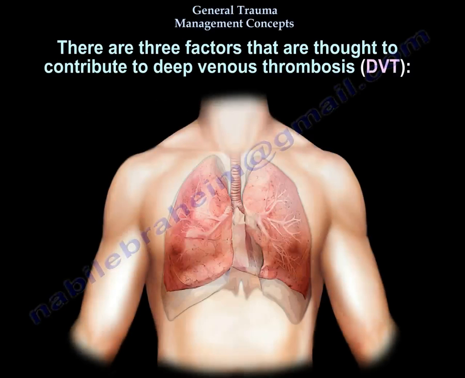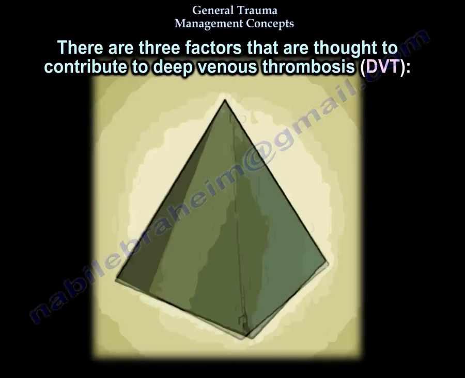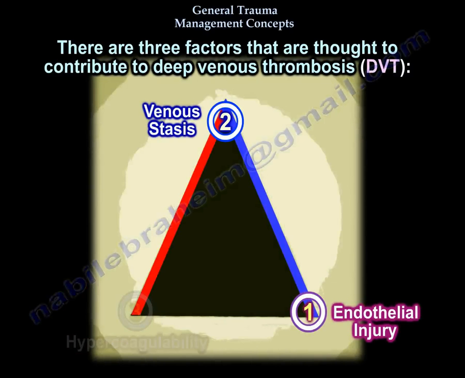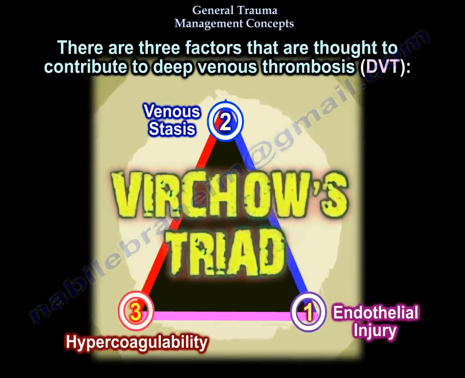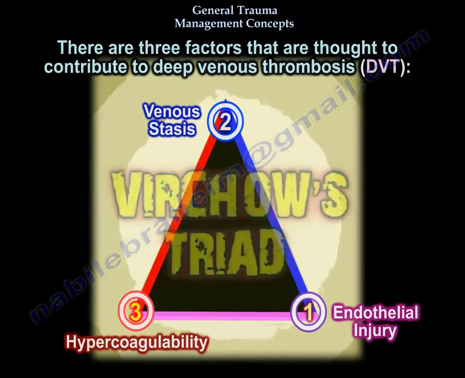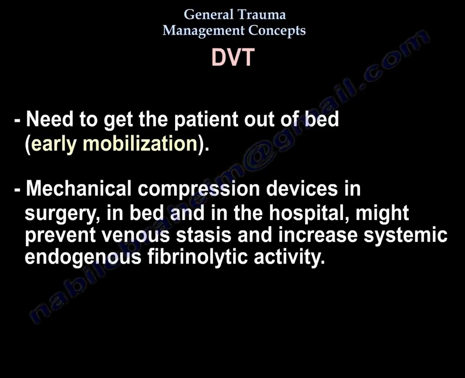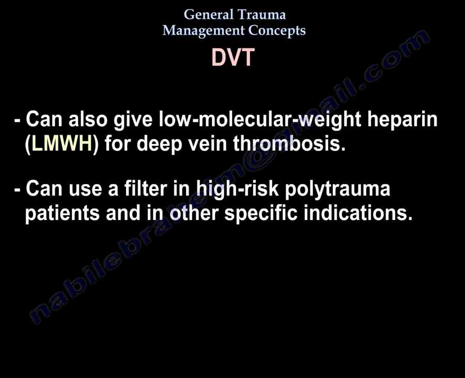Another problem in multiple trauma is the DVT. You need to know about the Virchow triad. You need to get the patient out of bed: early mobilization, mechanical compression devices, in surgery, in bed, in the hospital, which might prevent venous stasis and increase systemic endogenous fibrinolytic activity. You can also give low molecular weight heparin. You can use a filter in a high-risk polytrauma patient and in other specific indications.